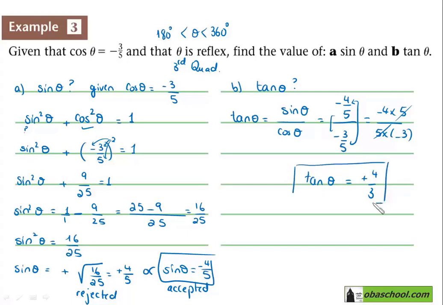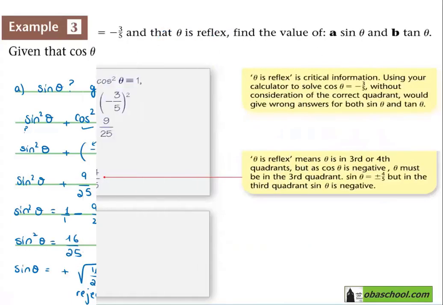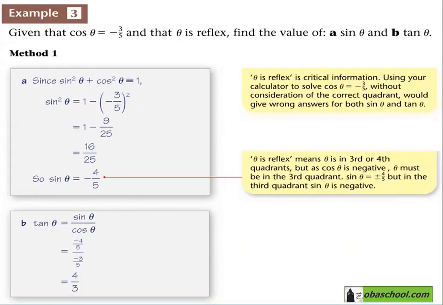In this way, we found the missing trigonometric ratios by using the two identities and the nature of the angle theta. Look at the book. Theta is reflexive. This is critical information in order to know which quadrant we are working in. Using your calculator to solve cosine equals minus 3 over 5 without consideration of the correct quadrant would give wrong answers for both sine theta and tan theta.